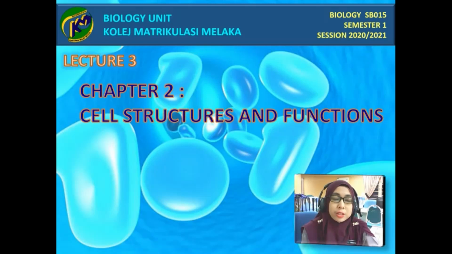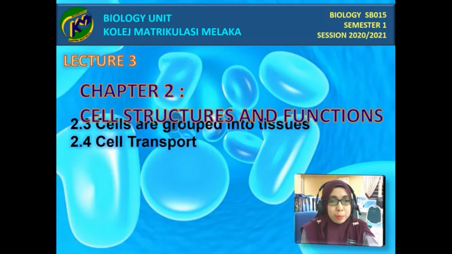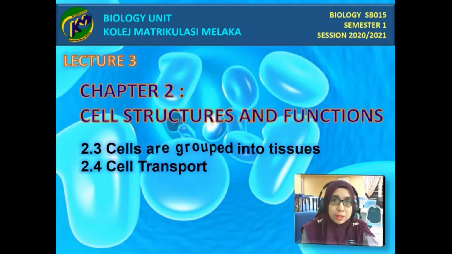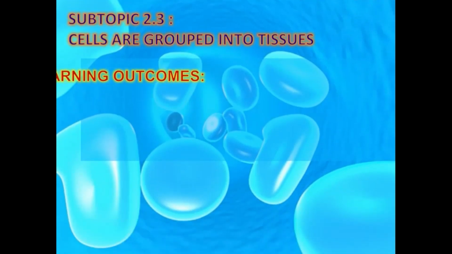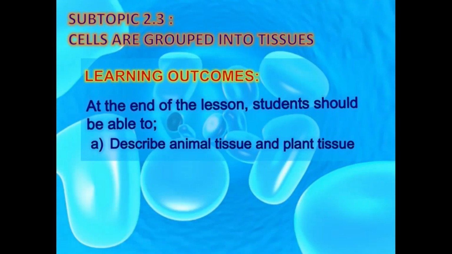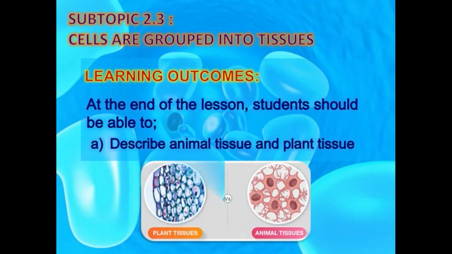Everyone, today we are going to learn Chapter 2, Subtopic 2.3 Cells are grouped into tissues and 2.4 Cell Transport. Learning outcomes. Students should be able to describe animal tissue and plant tissue.